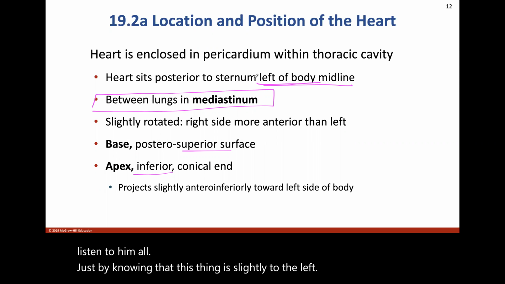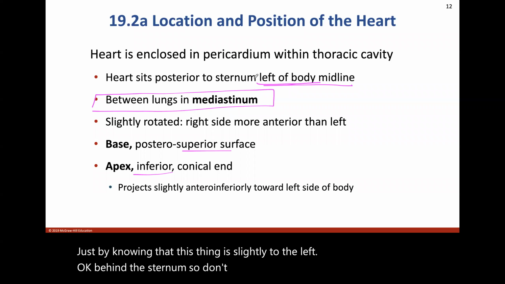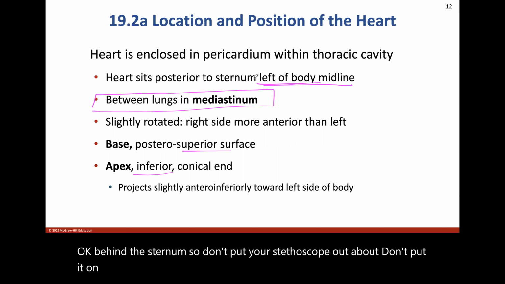Okay. Behind the sternum. So don't put your stethoscope on a bone. Don't put it on a rib. Don't put it on the sternum.